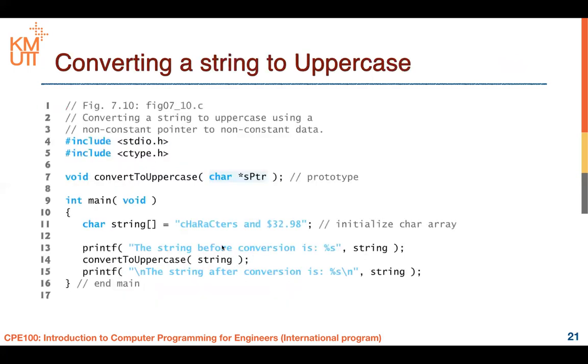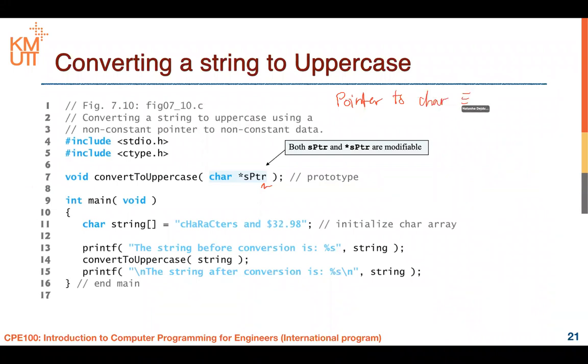Okay, we can use this kind of constant in a function. Suppose we start from this example: char *str. This is a string, an array of characters or a pointer to a character. A pointer to a character is more or less like a string. Both str and *str here don't have const, so they can be modifiable. In this case, you define a certain character string like this.